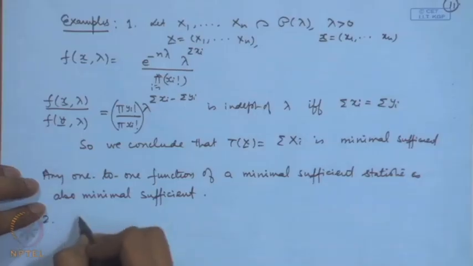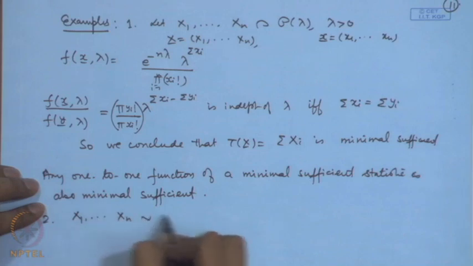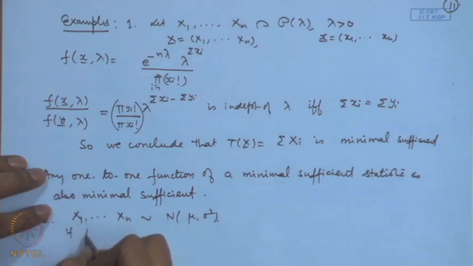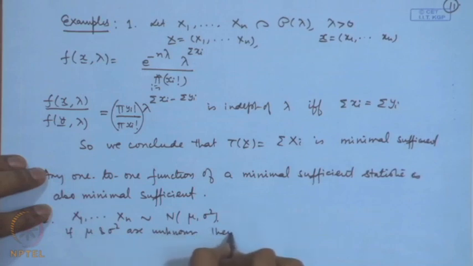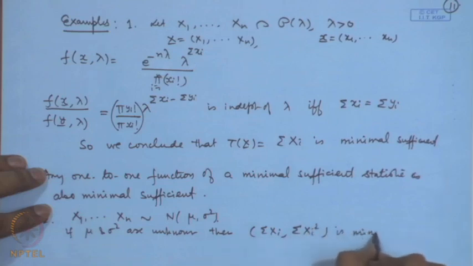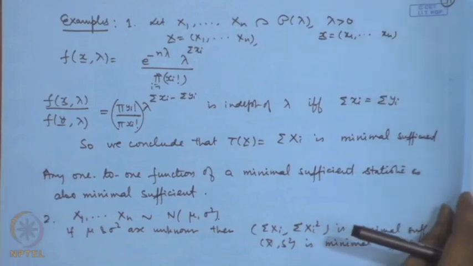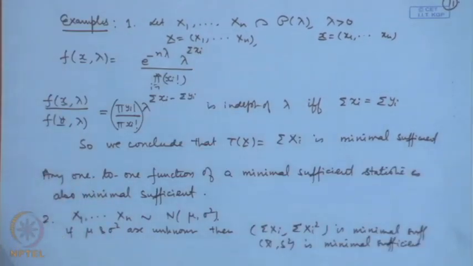Like that, if I just mention, X1, X2, ..., Xn follow normal(mu, sigma square). If mu and sigma square are unknown, then sigma x i and sigma x i square is minimal sufficient. Of course, we can say x bar and s square is minimal sufficient. And we can answer various other questions. Let me just tell a few of these here.